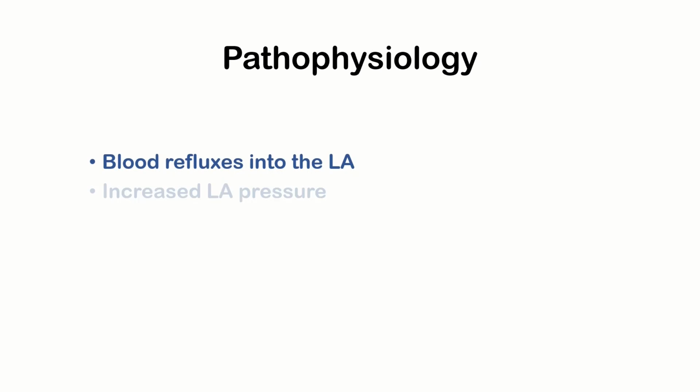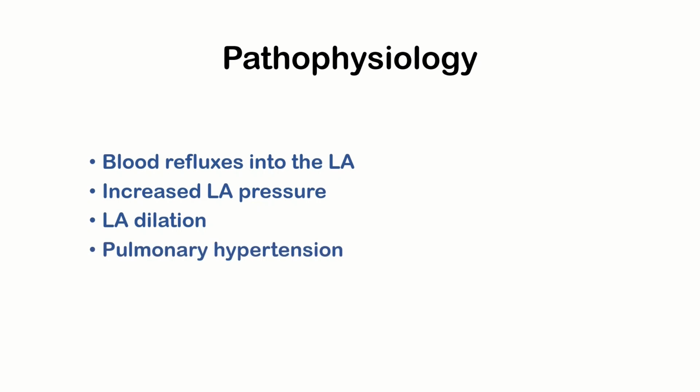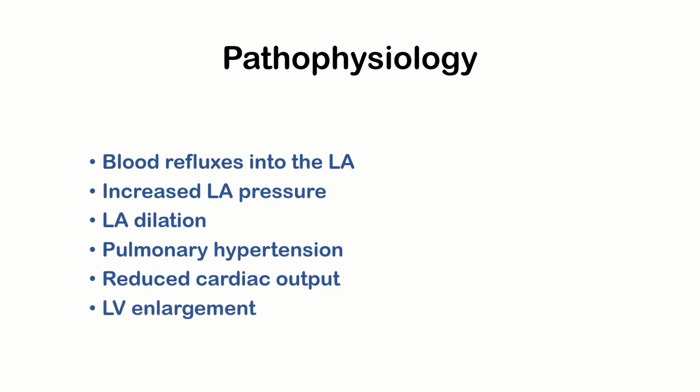And now, let's talk about the pathophysiology of mitral regurgitation. In mitral regurgitation, blood will be refluxed into the left atrium, and this will cause increasing of left atrial pressure. With long-term high pressure there will be left atrial dilation. Increased left atrial pressure will eventually affect pulmonary circulation, leading to pulmonary hypertension. There will be total reduction of cardiac output due to the reduction of the blood from the left ventricle, and because of this, there will be enlargement of the left ventricle. Pulmonary hypertension will cause pulmonary edema, which will cause dyspnea. Reduced cardiac output will cause fatigue and lethargy.